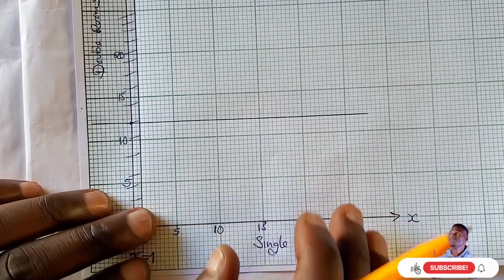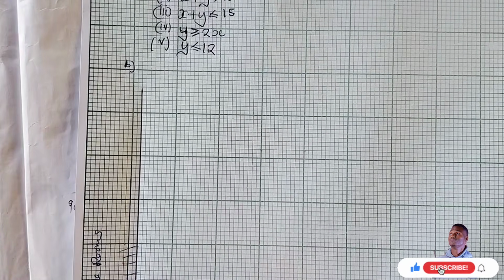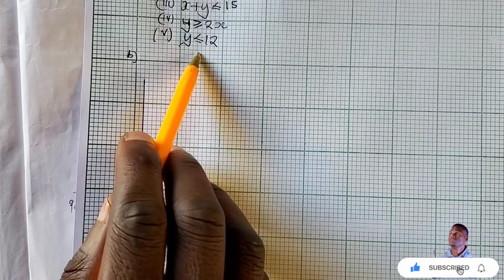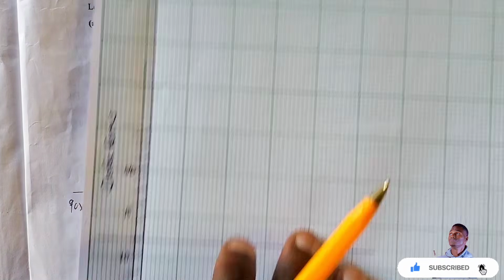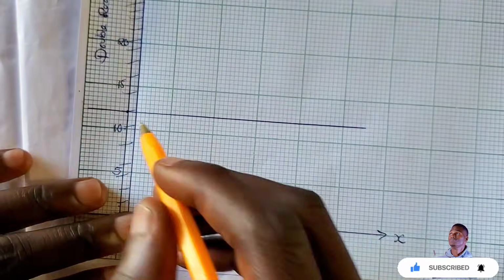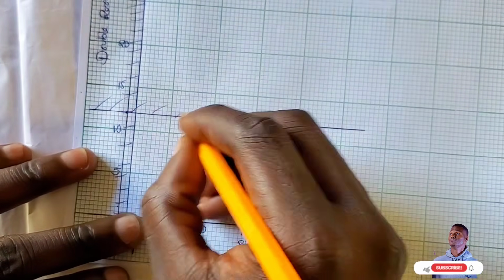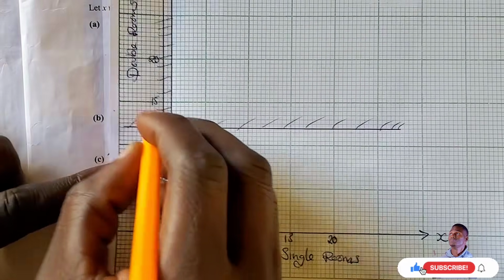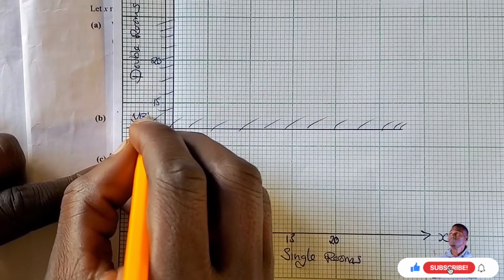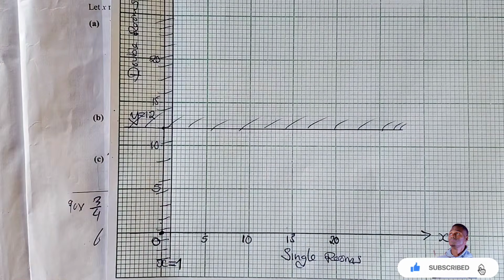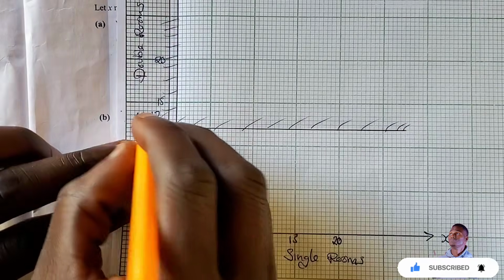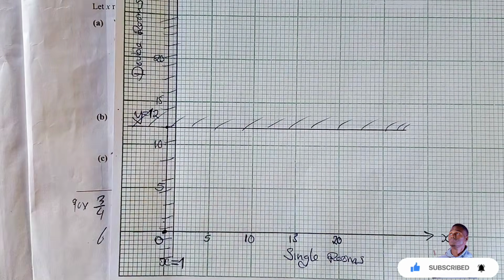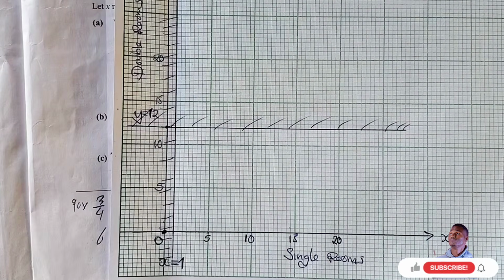And this is a solid line. Now, it's saying here less than or equal to, so we're going to shade the greater than, which is the upper side. So this is where we are going to shade. And this is y is equal to 12.